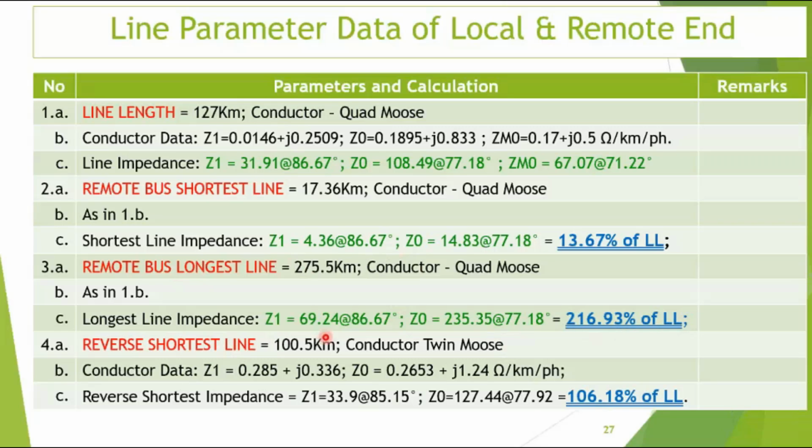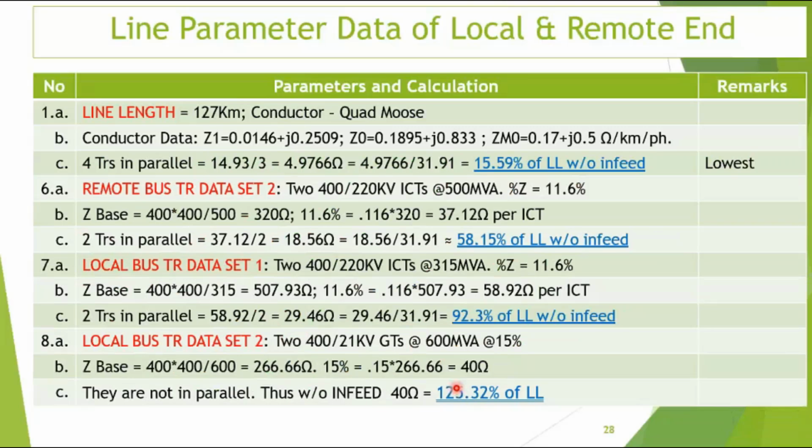Reverse shortest line, this will be important because our zone 4 should not go beyond 50% of this. That is the check we'll see. So this is a reverse shortest line, 106% of line length. The principle is same over here.